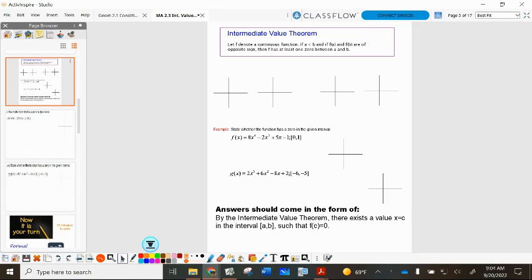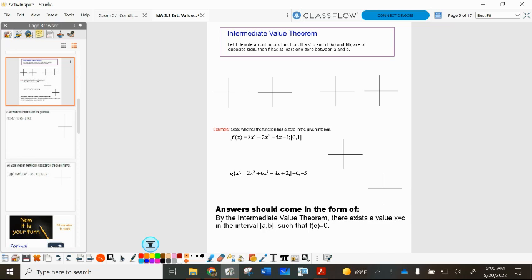Okay, so today we're talking about the intermediate value theorem, and it says let f denote a continuous function. If a is less than b, meaning a is to the left of b, and if f of a and f of b are of opposite sign, meaning one's negative and one's positive, then f has at least one zero between a and b.